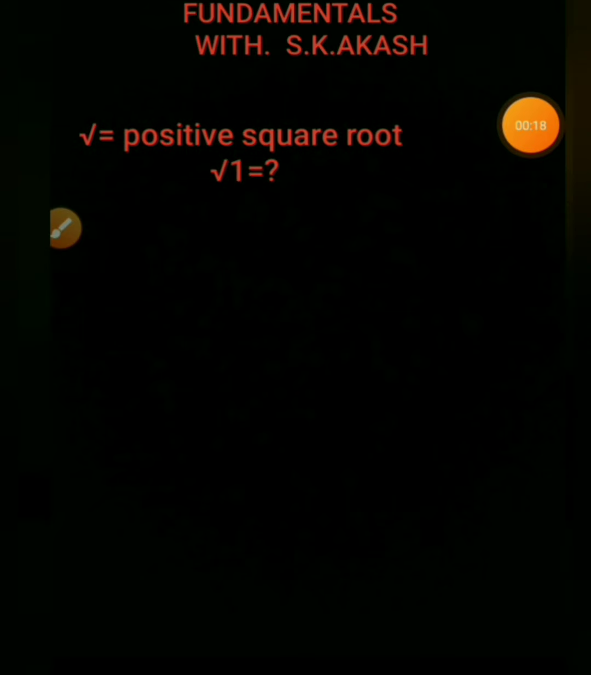In order to have a good idea of mathematics, we should have a strong base. So we can cover the fundamentals of maths today, especially for higher studies. Hello friends, I am Akash here to teach the fundamentals.